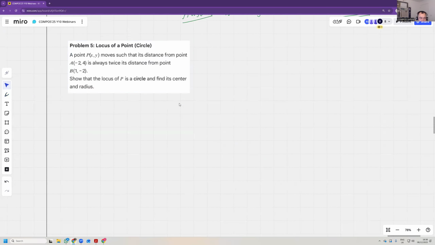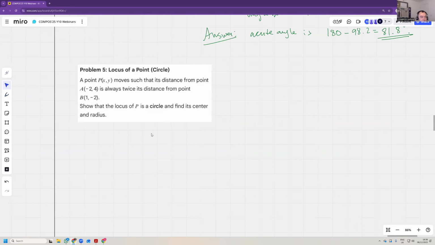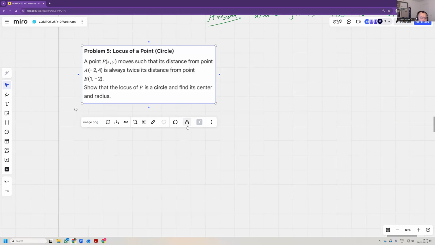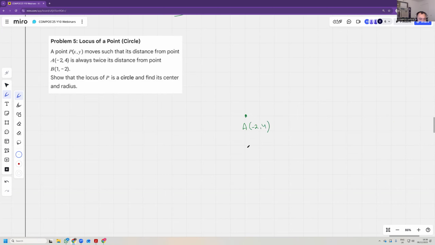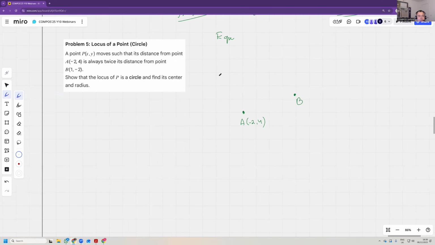Okay, we're halfway through and we've spent half the time, so it's lovely. Locus of a point, a circle. A point P(x, y) moves such that its distance from point A is always twice its distance from point B. So we have a point A, which is (-2, 4), and we have a point B. By the way, equation of a circle. Let's make a note of that.